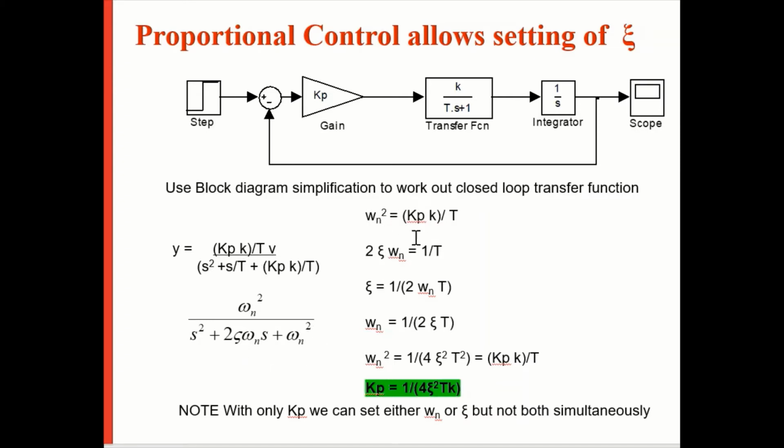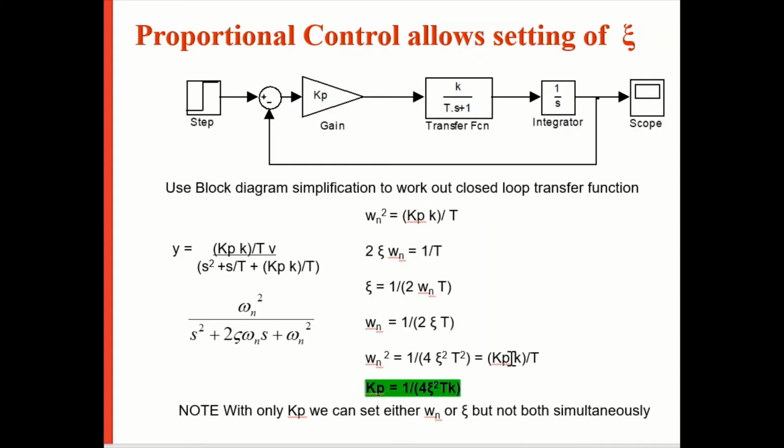So we can use these two equations now to try and simplify or get out an equation for Kp as a function of damping ratio. So if we take this equation, we've got the zeta is going to be 1 over, just moving some of these terms underneath here, zeta is 1 over 2 omega n T, or omega n is 1 over 2 zeta T. So if we square this expression here, we'll get omega n squared is 1 over 4 zeta squared T squared, but omega n squared is the same as this first term here. So that's equal to Kp K over T.